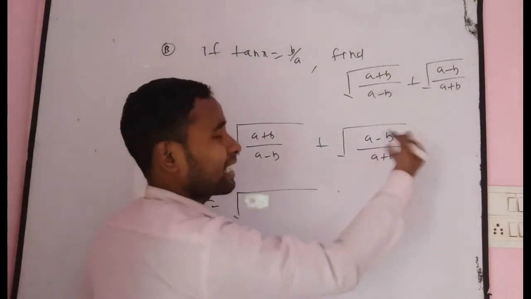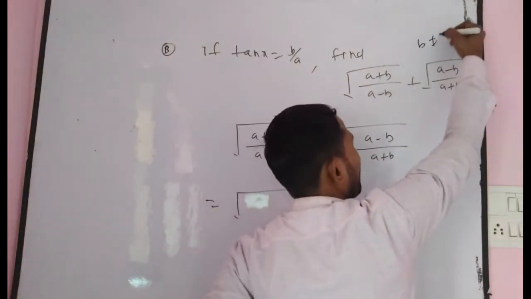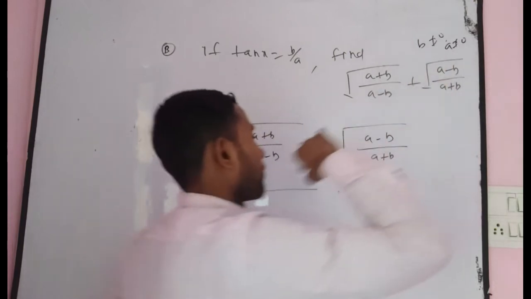Now, as you know, in your given problem b is not equal to 0. In your book, b is not equal to 0 and a is not equal to 0. Already it is given. If b is not equal to 0, then what?